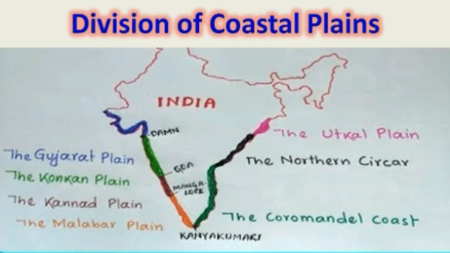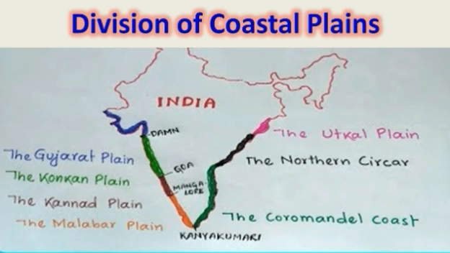The West Coast lies between the Western Ghats and the Arabian Sea, has a narrow plain. That's why it is known as Western Coastal Plain. It has three sections. The northern part of the coast is known as Konkan. It lies between Mumbai to Goa. The central stretch is known as Kannada Plains, while the southern stretch is known as Malabar Coast.